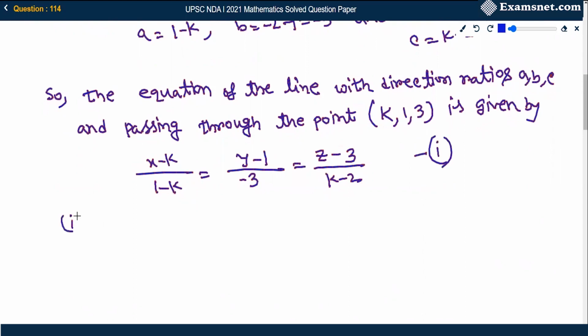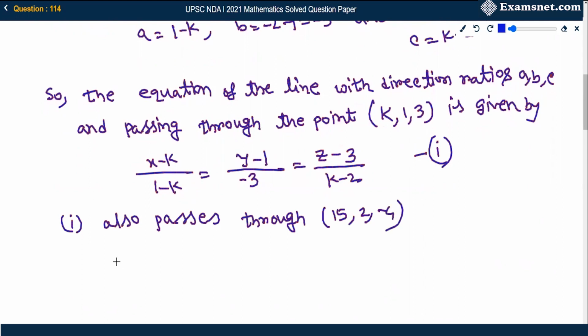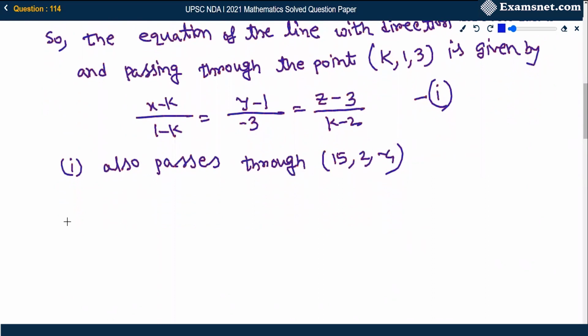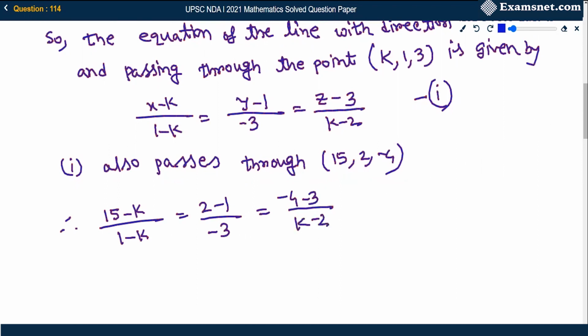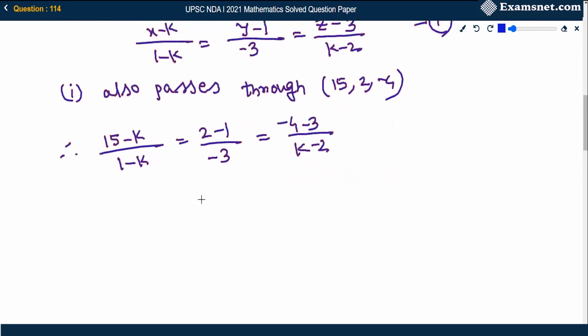So equation 1 also passes through 15, 2, -4. We can substitute x, y, z with 15, 2 and -4. Therefore 15 minus k by 1 minus k equals 2 minus 1 by minus 3 equals minus 4 minus 3 by k minus 2. We will first proceed with the first two ratios.